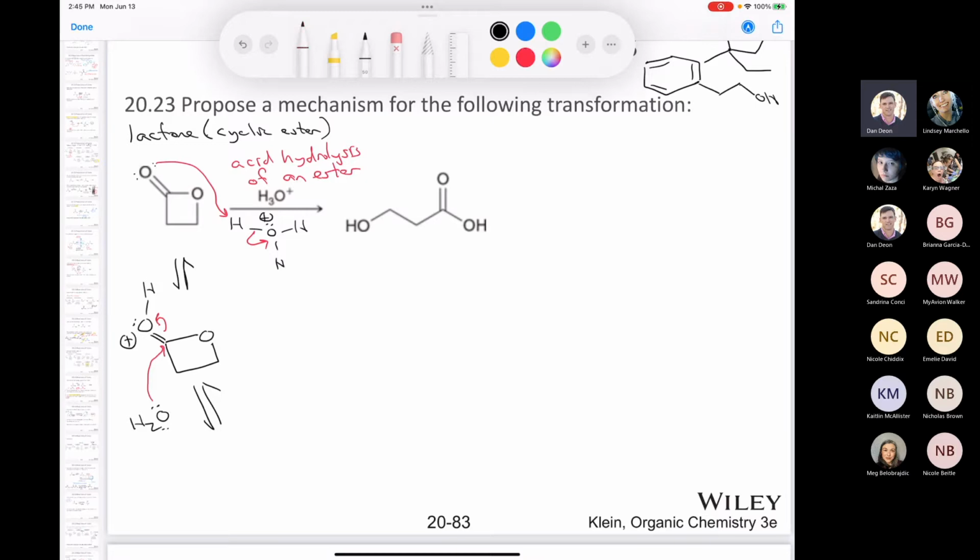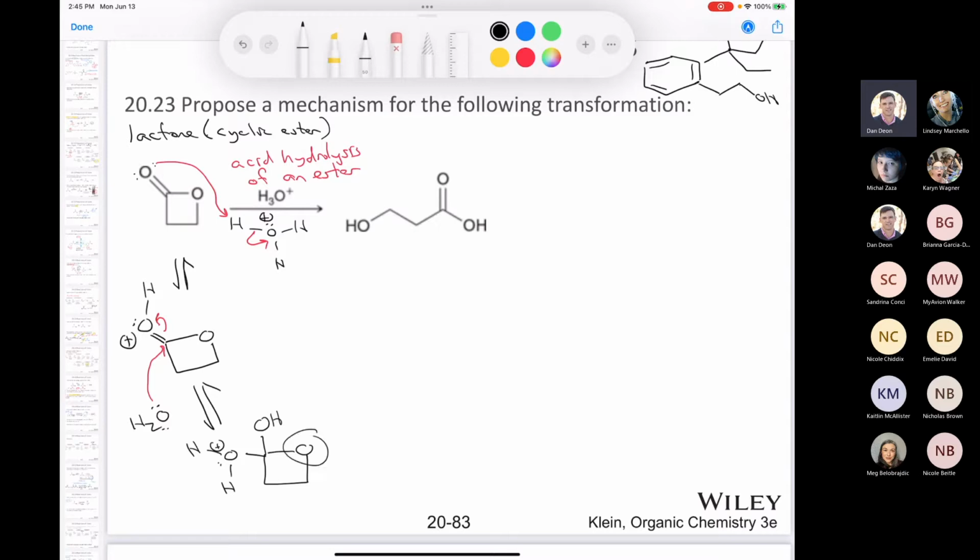And let's draw the intermediate that's formed. So we'll draw it very carefully. A 4-membered ring. We're going to have a hydroxyl over here. And we're going to have an oxonium here, like that. What's the next step going to be?